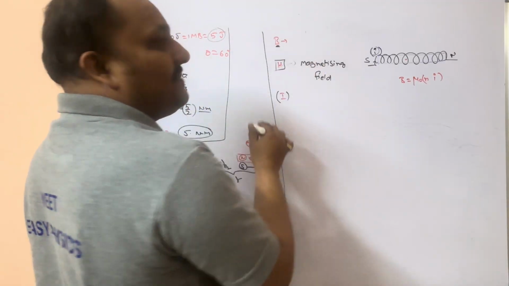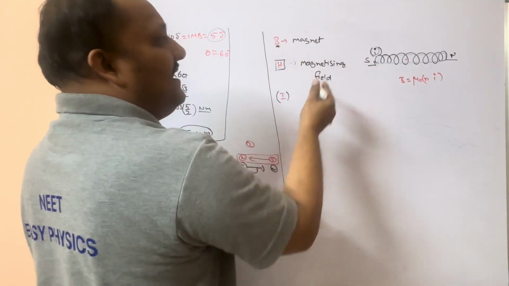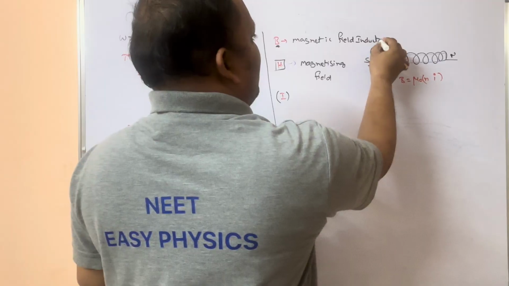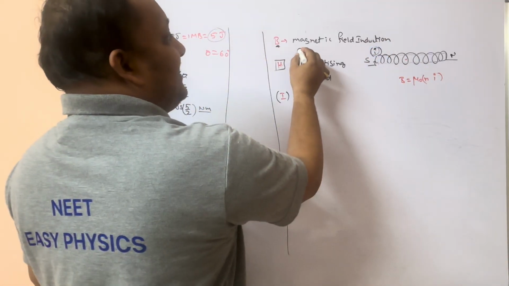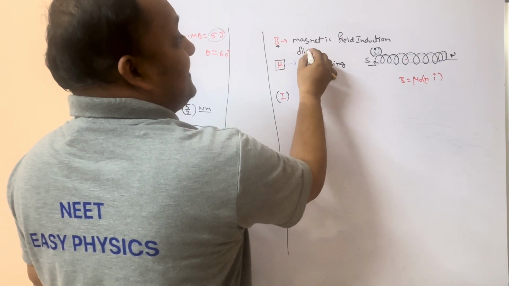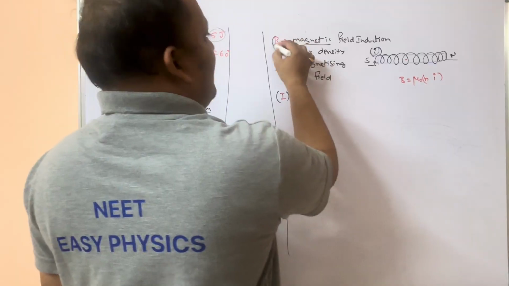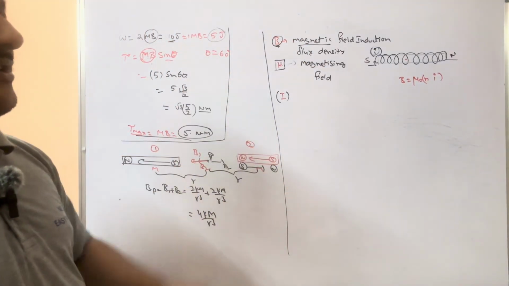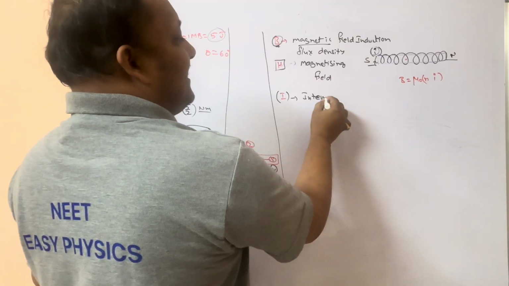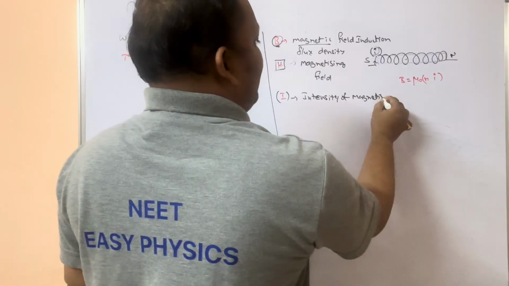Who will produce a magnetic field? A magnet will produce a magnetic field. So this is called magnetic field induction. So many names will be there: magnetic field induction and magnetic flux density. Magnetic flux density is also a name of this capital B. Magnetic field also we will call. So what is this I? Intensity of magnetization.